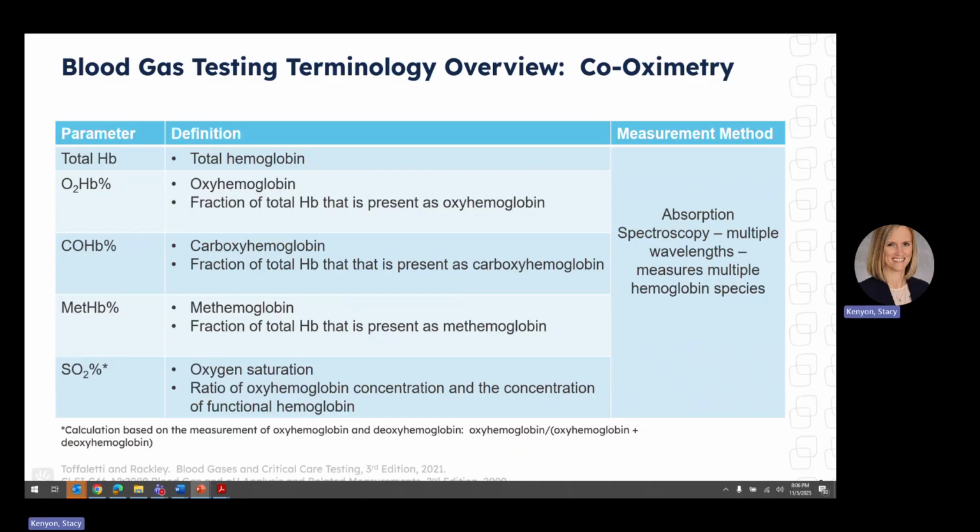SO2, percentage or oxygen saturation, which I may just be referring to as SO2 for the rest of the presentation. In this case, it is calculated using co-oximetry measurements and is the ratio of oxyhemoglobin concentration and the concentration of functional hemoglobin. While SO2 is still a calculation when using co-oximetry, it is calculated directly from parameters that are measured using absorption spectroscopy.